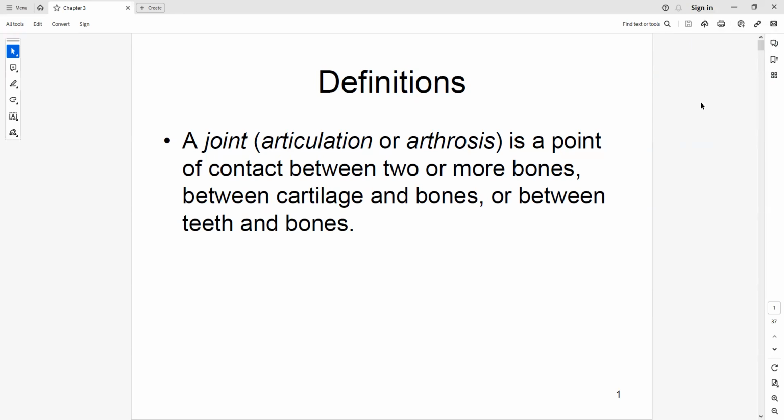So what I'm screen sharing here is the first slide. And a lot of anatomical curiosities come from this definition of joints. Articulation is a point of contact between two or more bones, between cartilage and bones, or between teeth and bones. And when you add up the number of joints in the body, in the oral cavity itself, you'll see dozens of joints. Very surprising, the contact between teeth and bones. We'll say a few words about these, of course, as we go on.